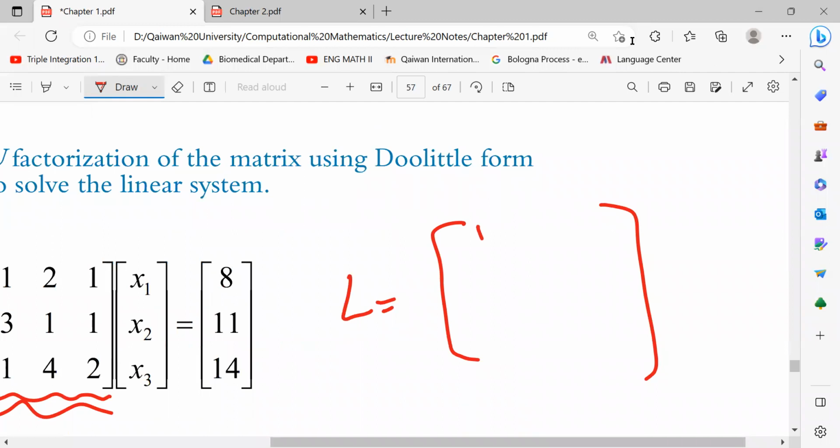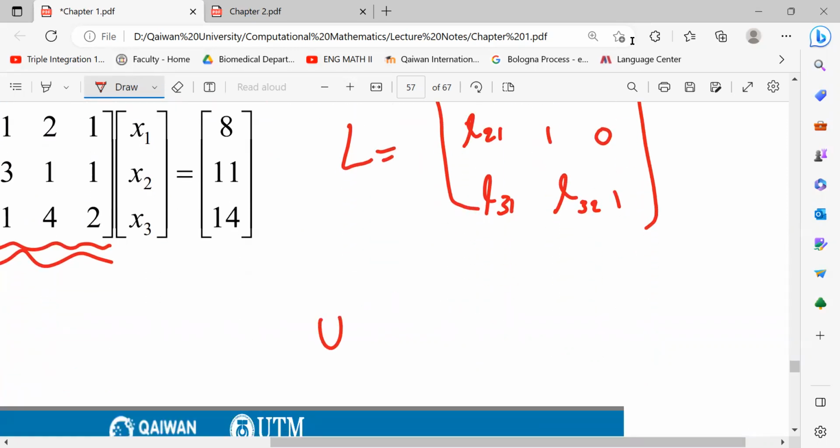L has 1, 1, 1 on the diagonal. The elements above are all 0, because it's a lower triangular matrix. Then, what's this element? It's L21, at second row, first column. How about this element? L31. And this element is L32. This is matrix L. And what's matrix U?